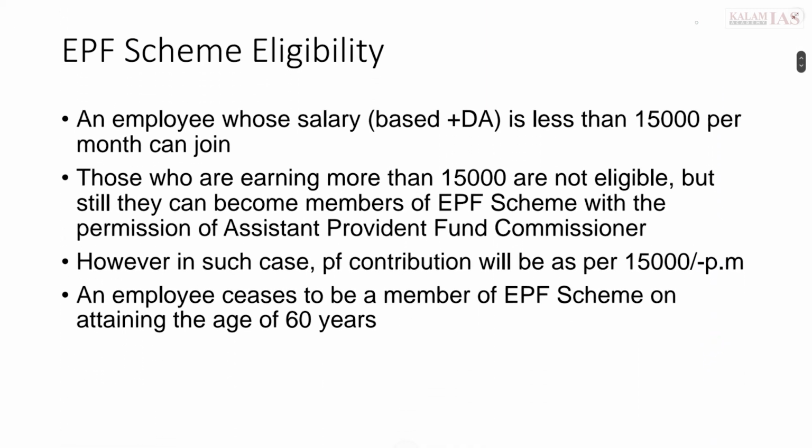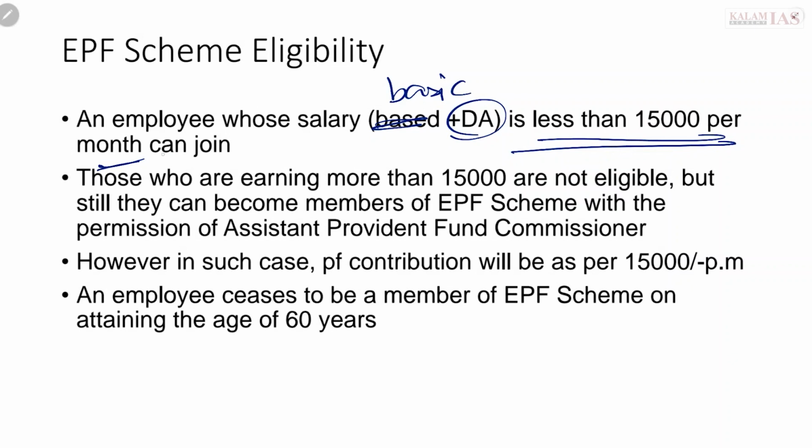Who is eligible for the EPF scheme, the Employees Provident Fund scheme? An employee whose salary, which is basic plus DA, dearness allowance included, is less than 15,000 per month can join. Those who are earning more than 15,000 per month are not eligible, but still they can become members of the EPF scheme with the permission of the Assistant Provident Fund Commissioner, the APFC.